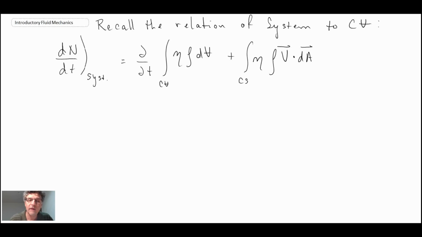Okay, so that's the formulation that we have. Now in this equation, we will let capital N equal energy, and eta being the intensive property, that will be energy per unit mass. So with that, we can rewrite it with the energy term embedded for eta and N.